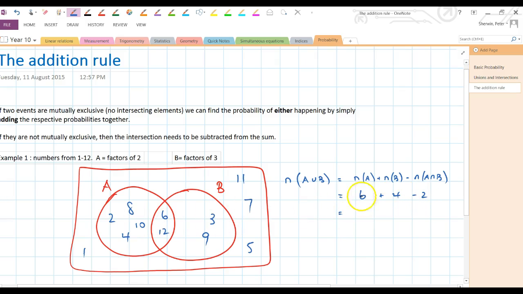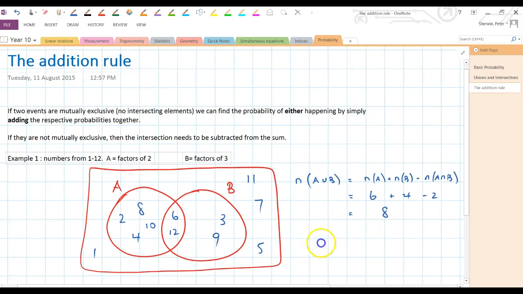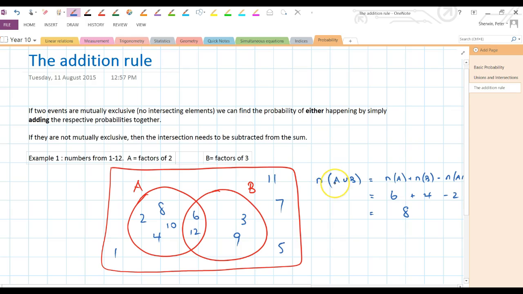So it's obvious here, but it's not always quite so obvious. 6 plus 4 is 10, minus 2 is 8. So the number in the union of A and B, sum A and B, but subtract what's in the middle. And it's not a massive issue if there's no intersecting elements. You just subtract 0. So you should always look for those intersecting elements to subtract once you've added up your various numbers from other sets.